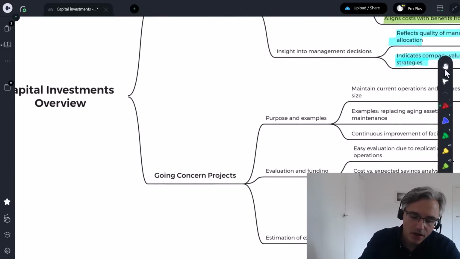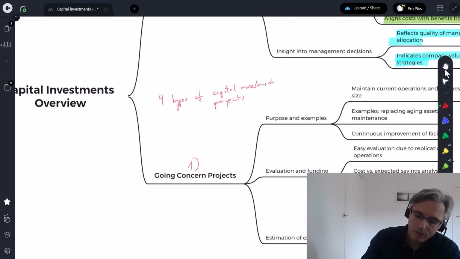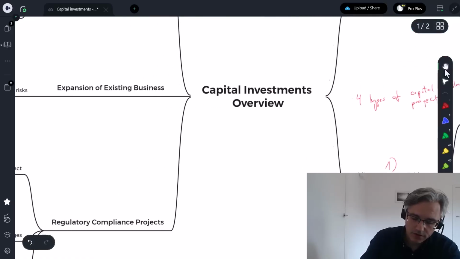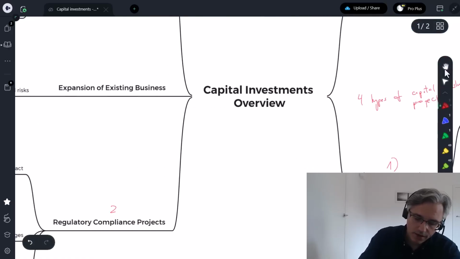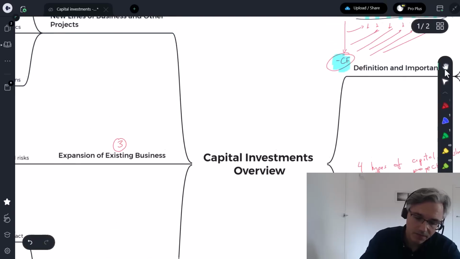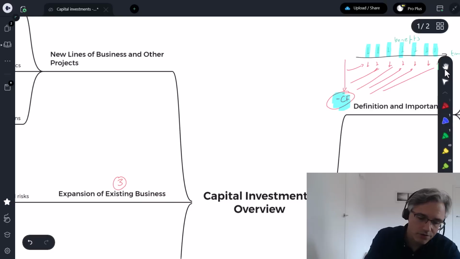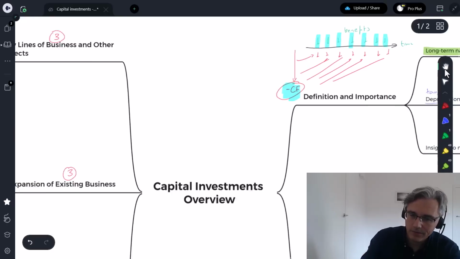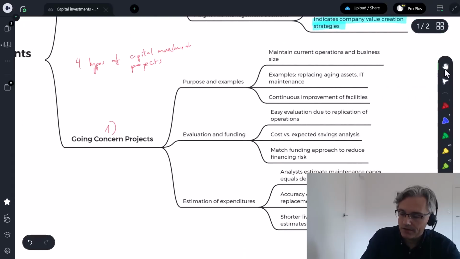Now for what I think is really critical in this reading or lesson, the 4 types of capital investment projects. And we are going to take them one by one. Number 1 is going to be going concern projects, followed by regulatory compliance projects, then expansion of existing business style projects, and then venturing into completely new lines of business and other. Good. Going concern first.